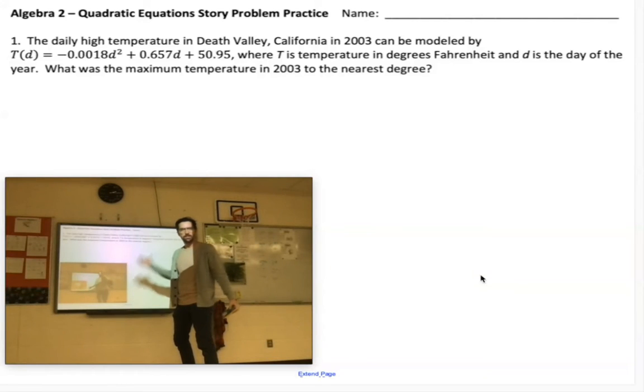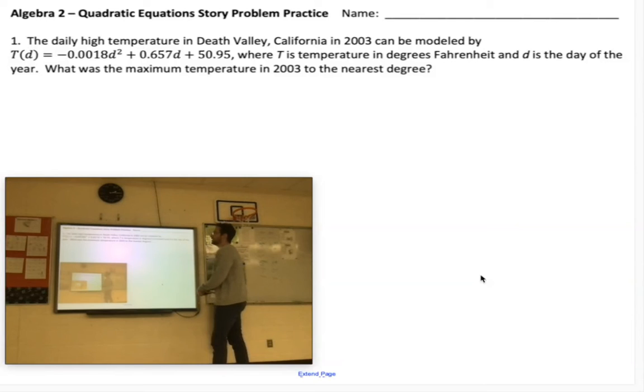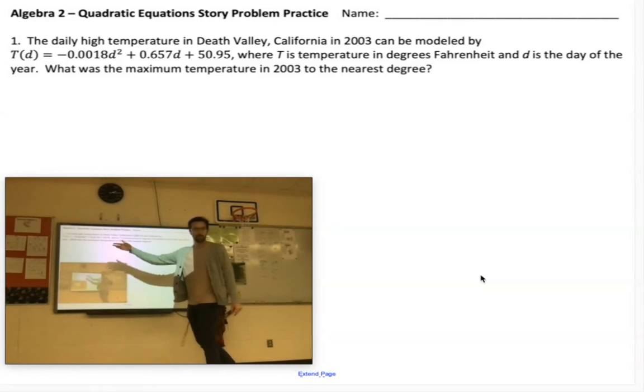Are you kidding me right now? We get to do word problems with quadratic functions? Man, we're in luck. The daily high temperature in Death Valley, California in 2003 can be modeled by this equation.